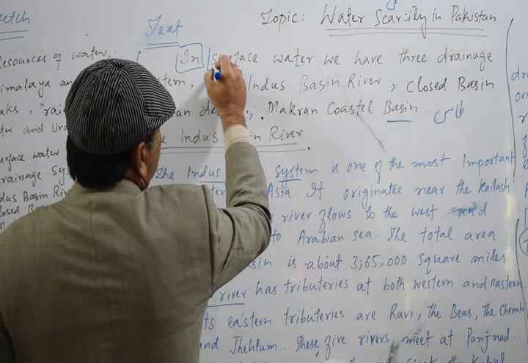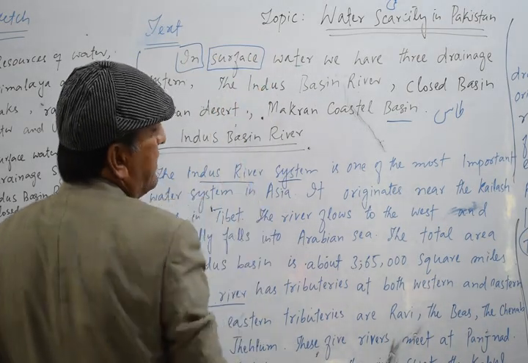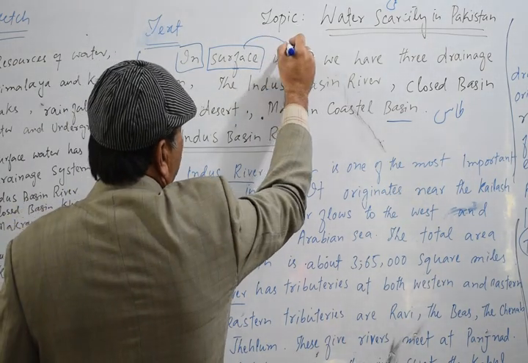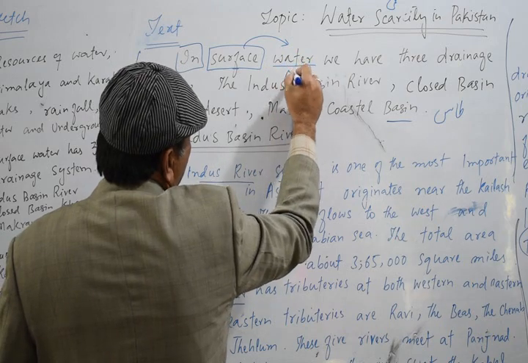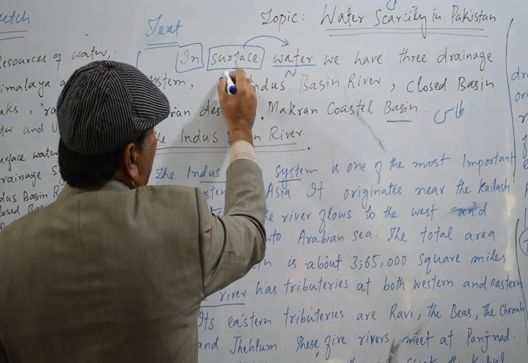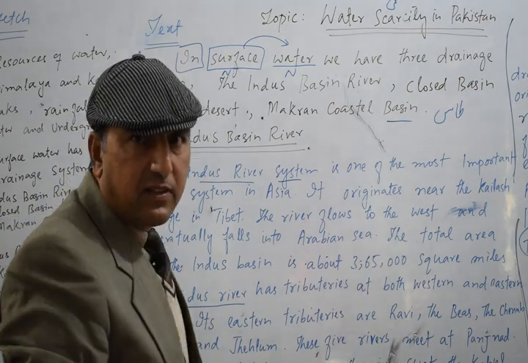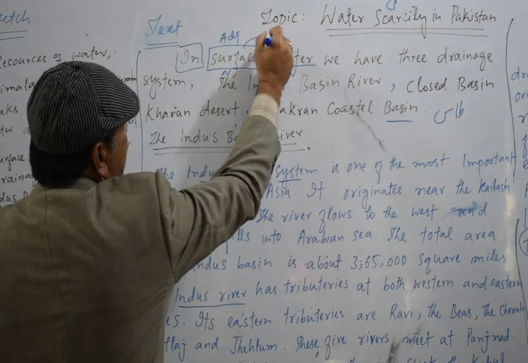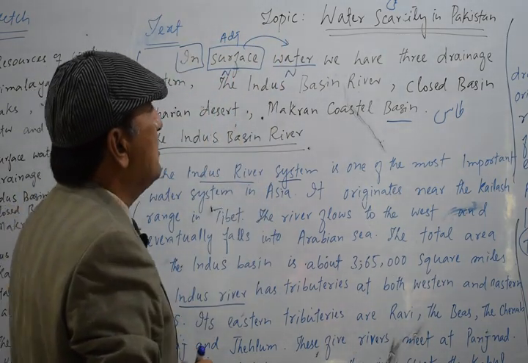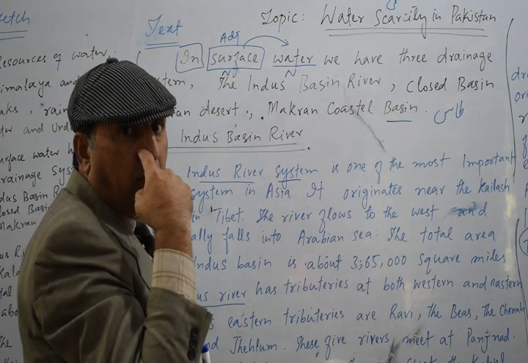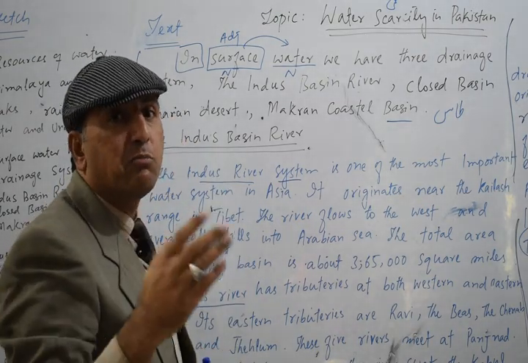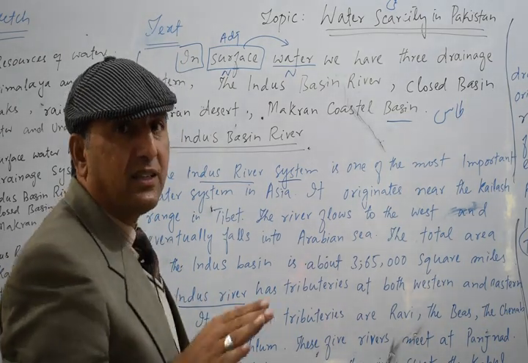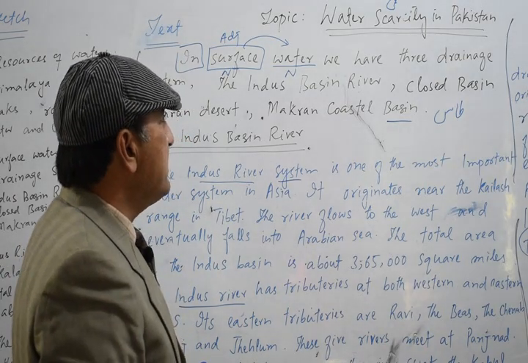Now you see, surface is basically a noun. But you see here it modifies; it tells us about water. So water is also a noun. Though surface is a noun, here it is used as an adjective because it tells us about another noun. It is a modifier. It modifies the noun water. So here surface, though basically a noun, works as an adjective.